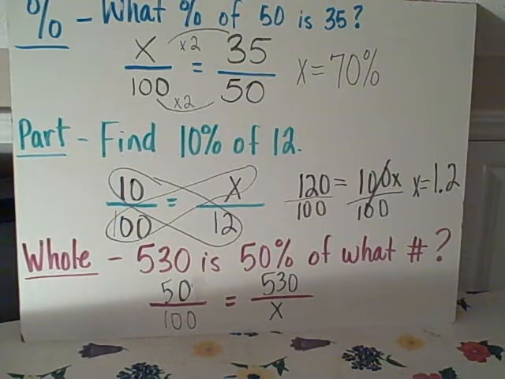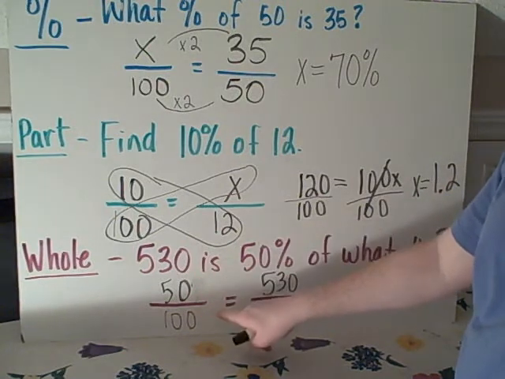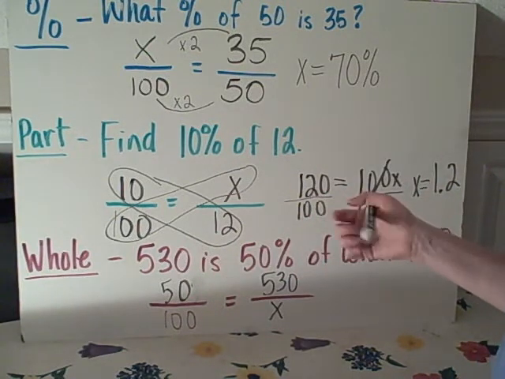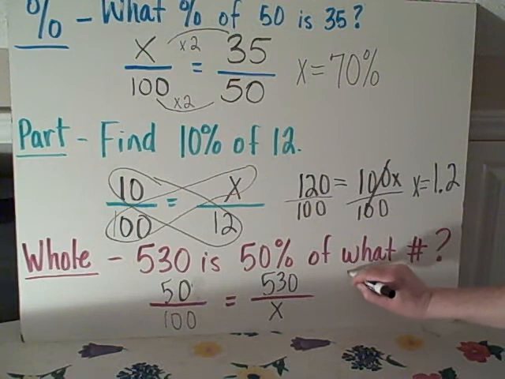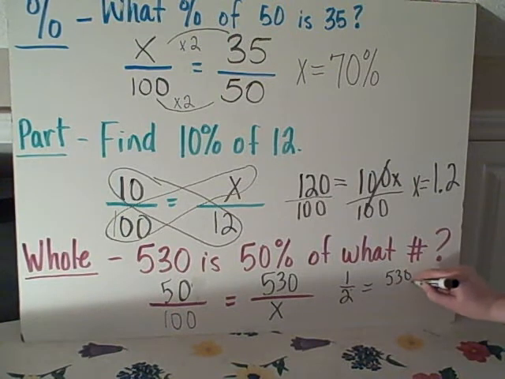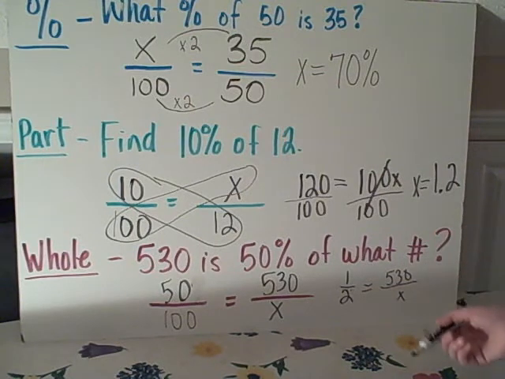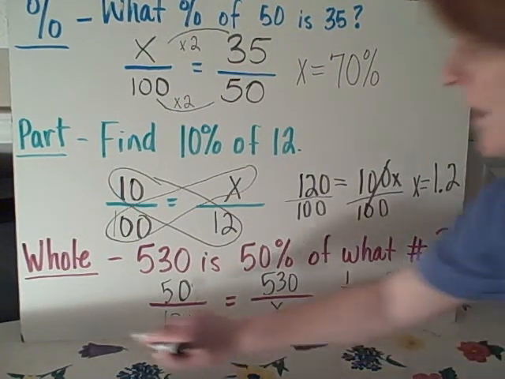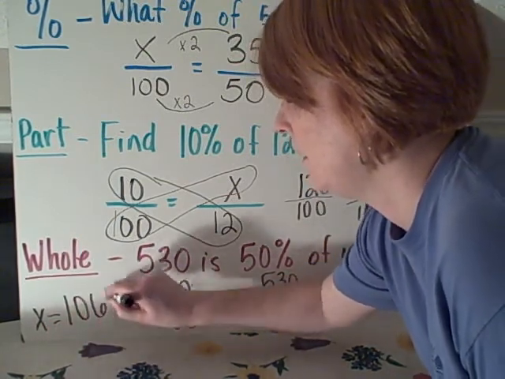Now, I'm going to ask myself, maybe I can reduce this. I can actually: 50 over 100, we know that's the same as 1/2. So I could rewrite that as 1/2 is equal to 530 over x. And then 1 times 530 would give me 530. 2 times 530 will give me what my x is. And if I double 530, I'm going to write it over here since I've run out of room. x would be equal to 1060.